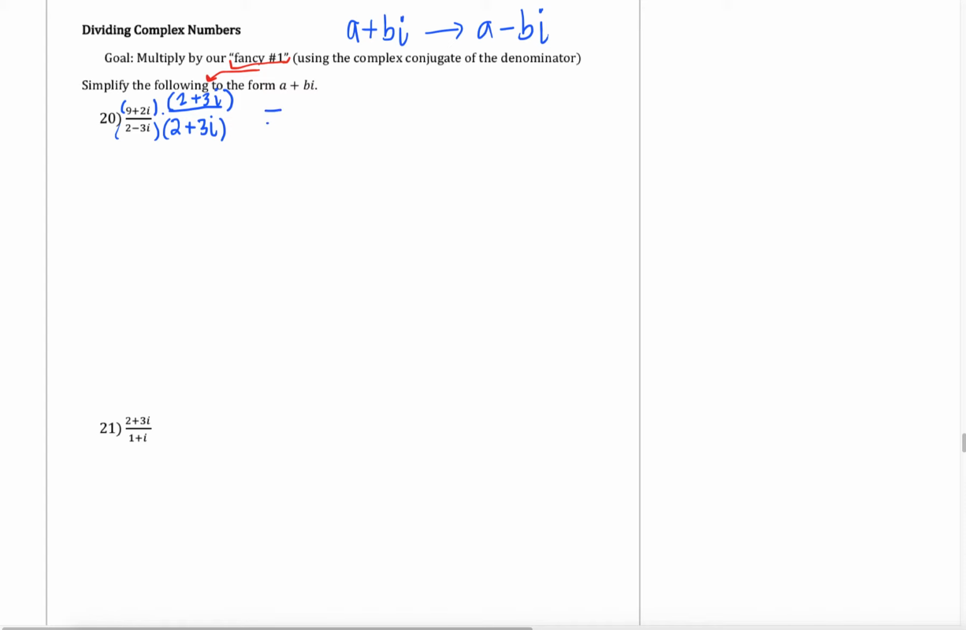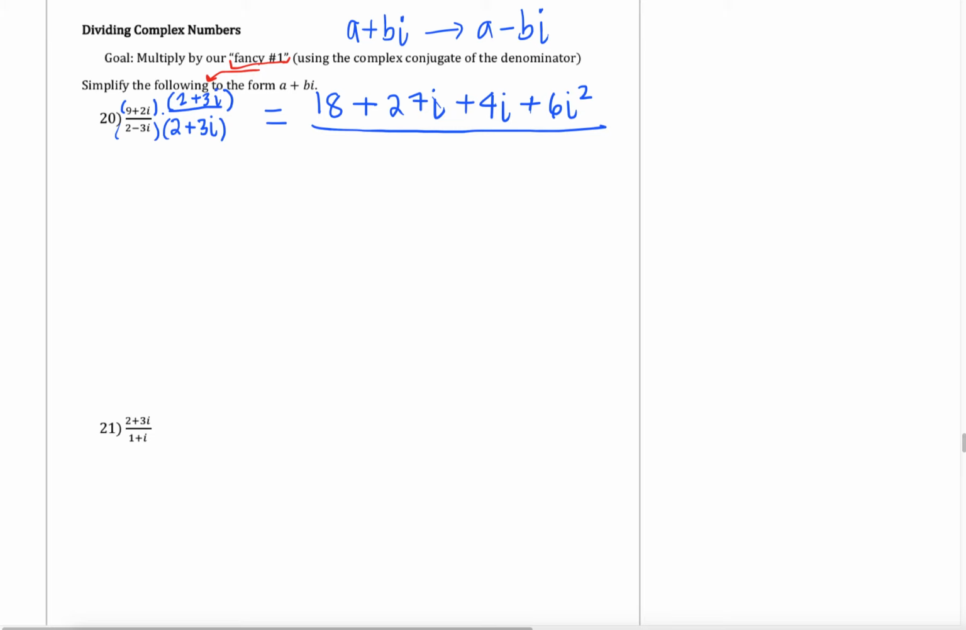From here we want to start FOILing everything out. In the numerator I have 9 times 2, so we're getting 18. Then I get 9 times our 3i, so we're getting plus 27i. Then we have 2i times 2, and that's going to give us plus 4i. And on our last terms we have 2i times 3i, which is going to give us a positive 6i squared. That looks very similar to what we did in our last video when we were multiplying out. We're going to do the same thing with the denominator.